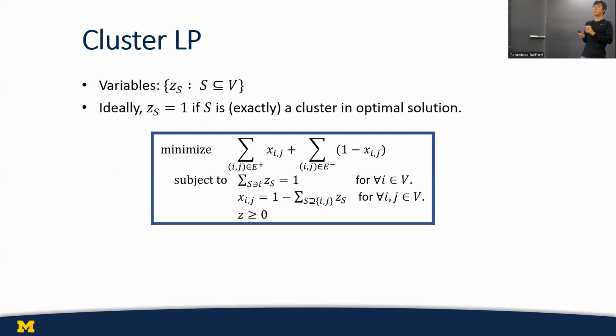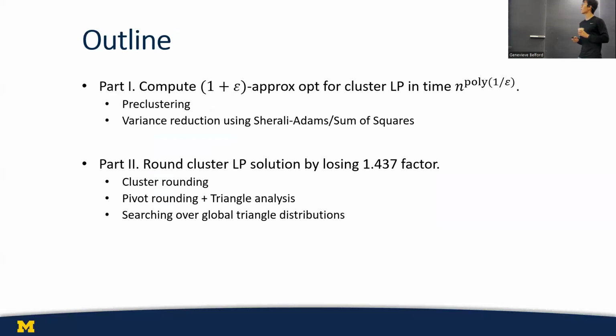Okay, so this is the object that we can solve as a relaxation, and our goal is to use this LP to get a better approximation algorithm for the correlation clustering problem. Given this LP, the whole paper is divided into two parts.